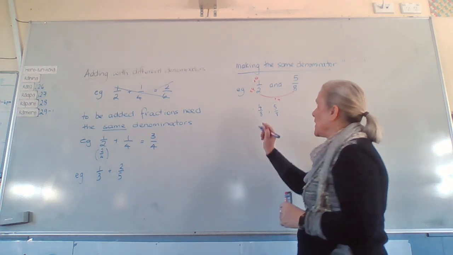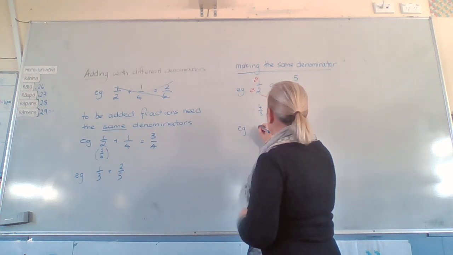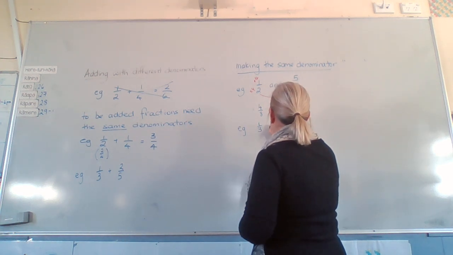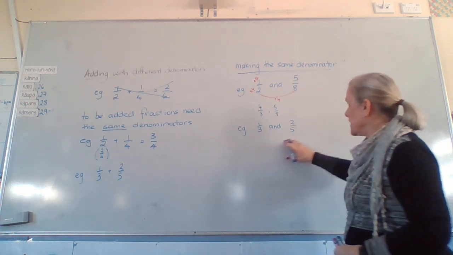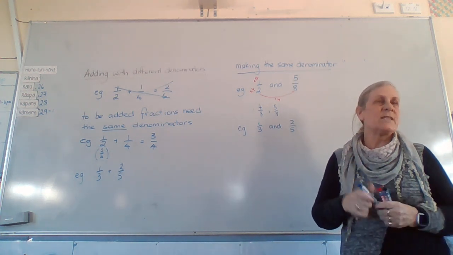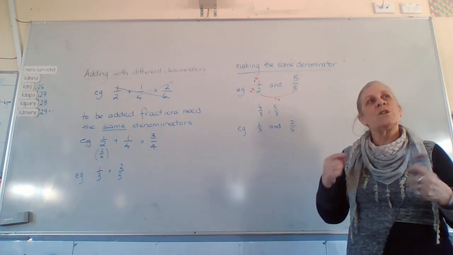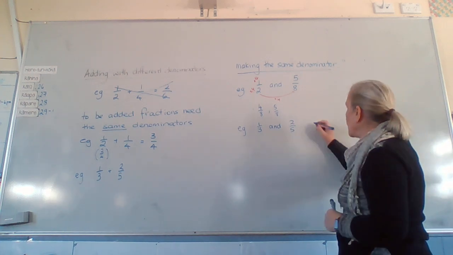But we can't always do that. For example, if we've got this one down here, 1/3 and 2/5. We can't multiply 3 to get 5. All right, so therefore we've got to think, okay, what is the lowest number? So we're talking about that LCM.